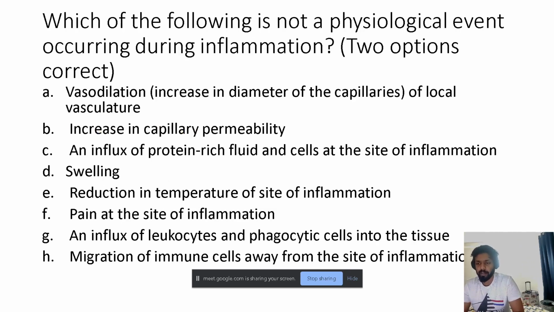Okay. Which of the following is not a physiological event occurring during inflammation? Two options are correct here. Does vasodilation not increase with inflammation? Vasodilation of local vasculature? Is there no increase in capillary permeability? Is there no influx of protein-rich fluid and cells at the site of inflammation? Is there no swelling? Is there no reduction in temperature? Options E and H. E and H. Okay, yeah.